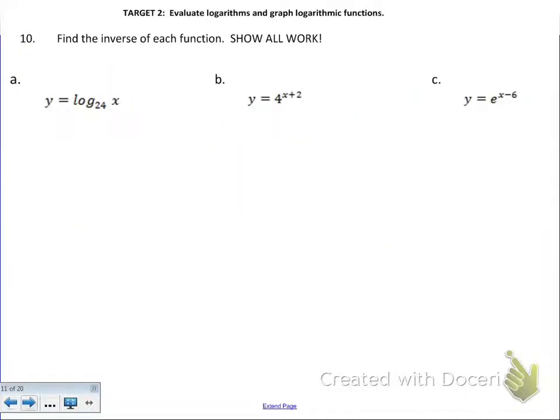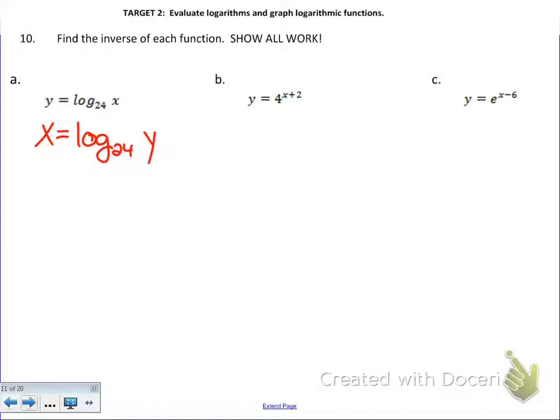Okay, next question. Find the inverse of each function. Show all work. Give these a try. Okay, first one. First step in finding the inverse is switching the place of the x and the y. So we're going to get x equals log base 24 of y. Then we always want to solve for y when we're doing inverses. We want to solve our next equation for y.